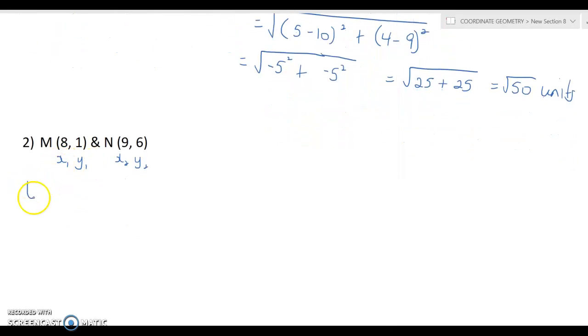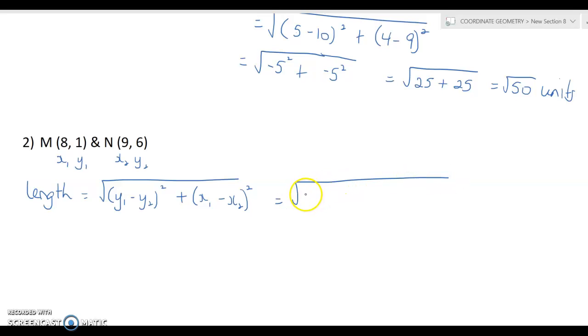Right, so the length, again, as I said, I'm writing over the formula again. So in brackets, y1 take away y2 squared plus x1 take away x2 all squared, right? And I could probably come right across here one time. All right, so my y1 is 1 take away y2, which is 6, all squared, plus x1, which is 8, take away 9, all squared.